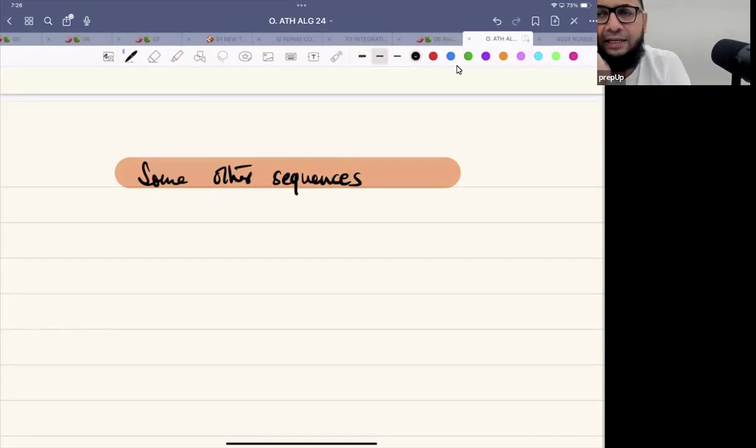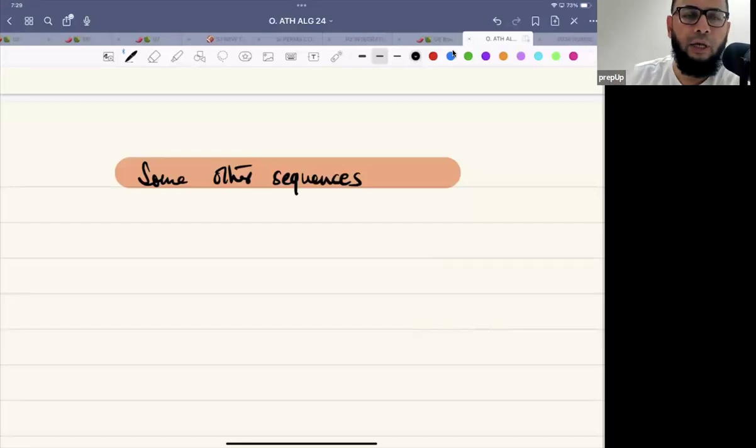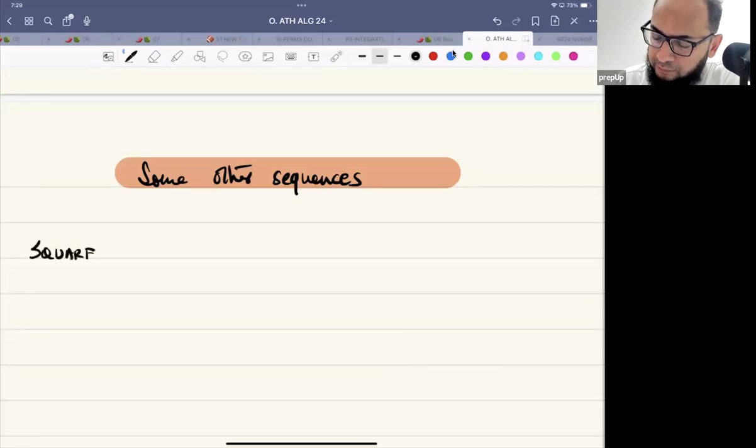They do not necessarily fit into any particular category. So let me make some other sequences. For example, let me write for square numbers. So let me just adjust one thing right over here. I'll just pause the recording. So now let's look at some other sequences, such as a sequence of square numbers.